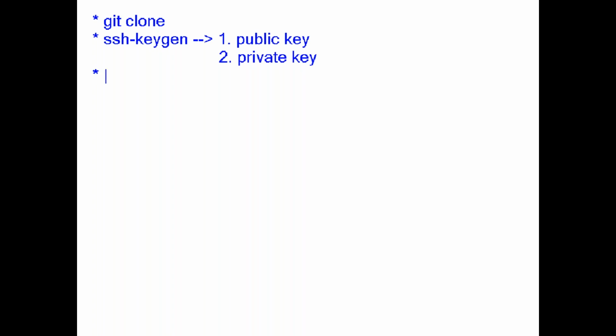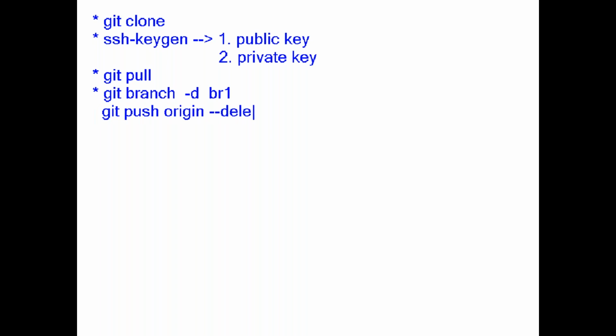And next, we discussed how to get other changes. I said git pull command, and we have seen how to delete some branches. To delete local branches, you can use the command git branch -d branch name. To delete remote branches, I said git push origin --delete branch name.